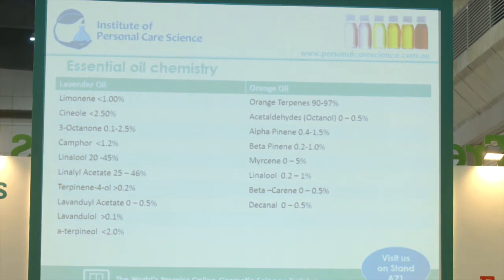I've got the orange oil there also as an example. The orange terpenes or acetaldehyde can come from citrus sources, other citrus sources, not just orange oil. Alpha-pinene, beta-pinene, and myrcene can all come from pine. Linalool, again, from hoewood. And these are usually cheaper sources.